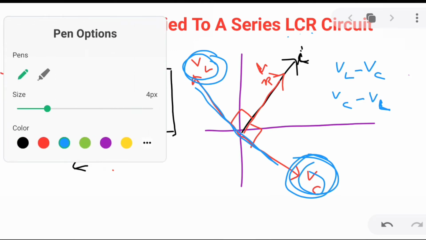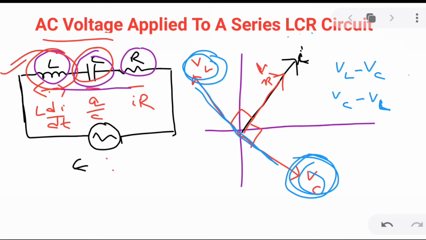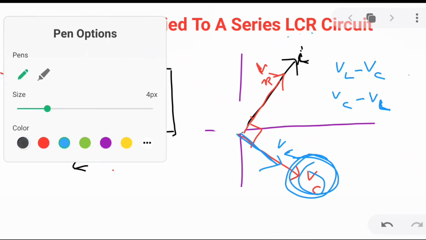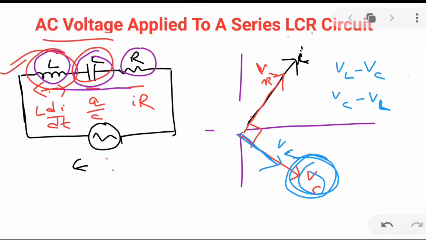Then this VL can be moved to this side, so that now they are in the same direction. So their resultant will now become VC minus VL.